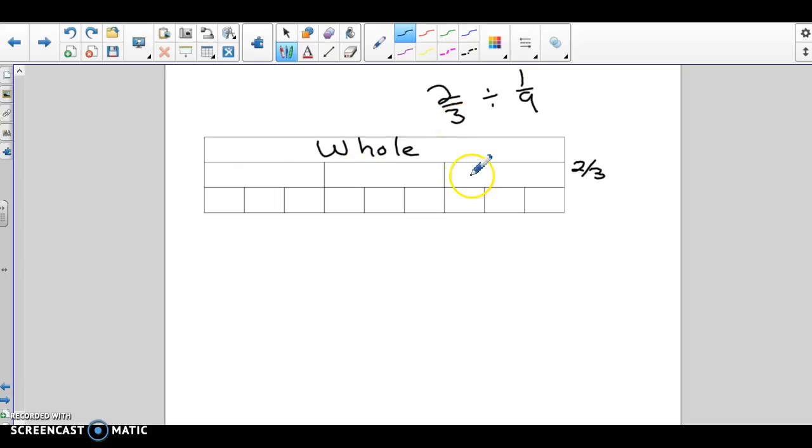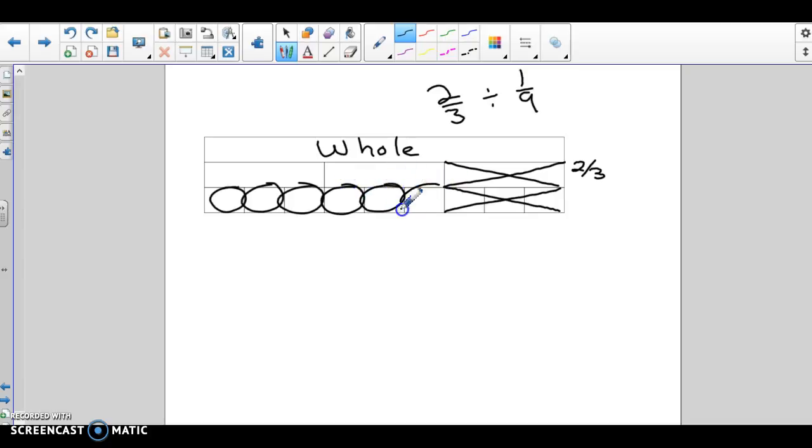Now, 2 thirds, so we're not using this one. I'm going to cross it out. We're not using this part. And for the 9, the bottom bar, you'll notice that I divided it into 9ths. We have 1, 2, 3, 4, 5, 6, 7, 8, 9. Now, these are that part that we've cut out. So how many 9ths are there in the 2 thirds? Well, let's count. There's 1, 2, 3, 4, 5, 6. And it divides evenly, which I really like, but it's not always going to be that way. So the answer is we find 6 parts.